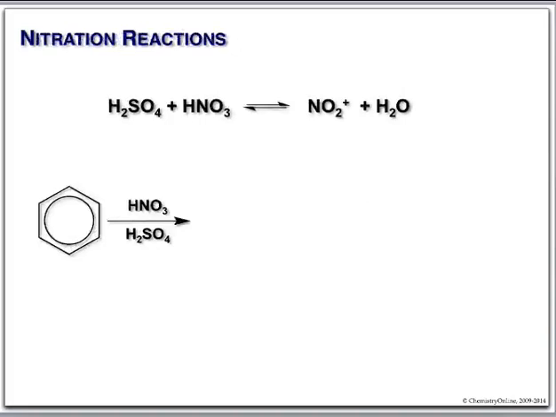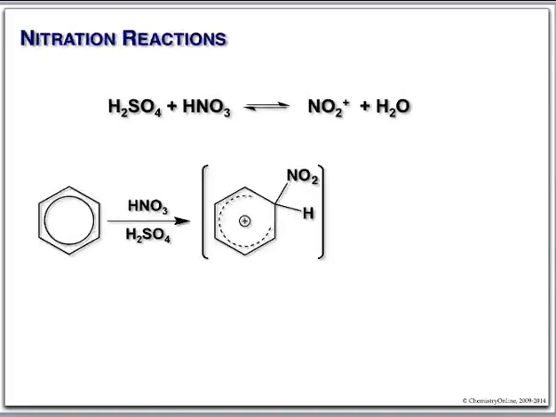When we nitrate, remember our electrophile is NO2+. So this will add through the nitrogen. We will form this intermediate sigma complex. Remember, these are all positively charged. This will then lose a hydrogen, and we will form the aryl nitro compound.